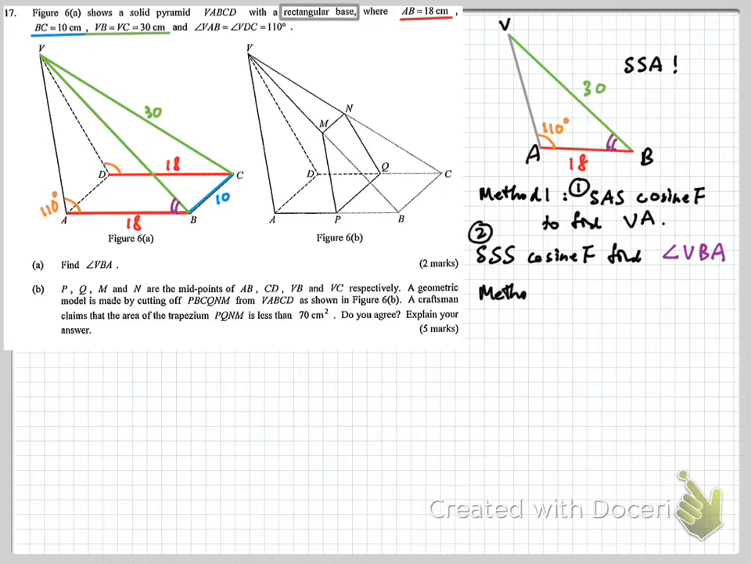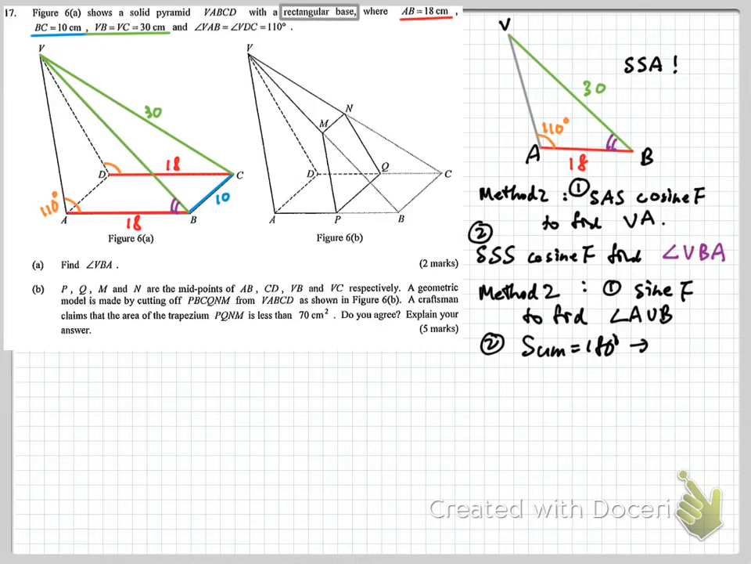Or you can attempt method 2. Method 2 uses the sine formula. Use the sine formula to find angle V, angle AVB. And then secondly, we use angle sum of triangle to find angle VBA. So I guess method 1 is easier, right? Because step 2 in method 1 looks easier. So we can do that with method 2.